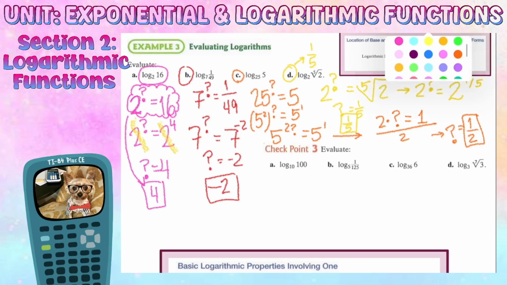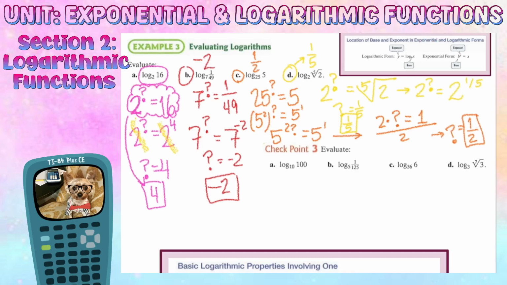So that was 1/5. Then the next one was 1/2. This was negative 2, and the pink was 4. Now you could also completely set it equal to y and change it into b to the y equals x. That's totally fine. But next set of examples, I'm just going to kind of jump into it a little quicker.